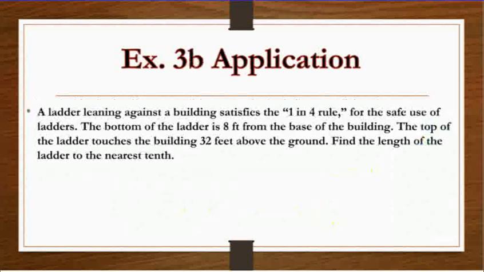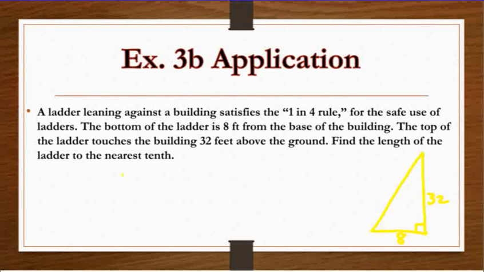And our last one, the ladder leaning against the building satisfies the 1 in 4 rule for the safe use of ladders. The bottom of the ladder is 8 feet from the base of the building. The top of the ladder touches the building 32 feet above the ground. Find the length of the ladder to the nearest tenth. So if this is our building, here's our ladder, it forms a right triangle. We were told that it's 8 feet from the base of the building and it's 32 feet above.